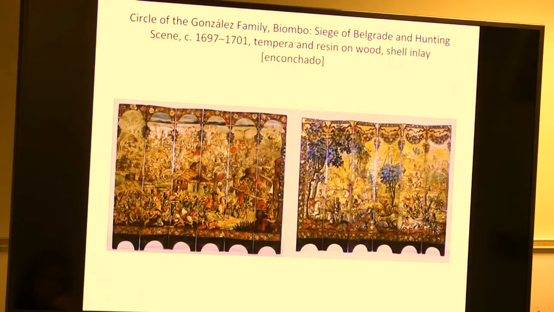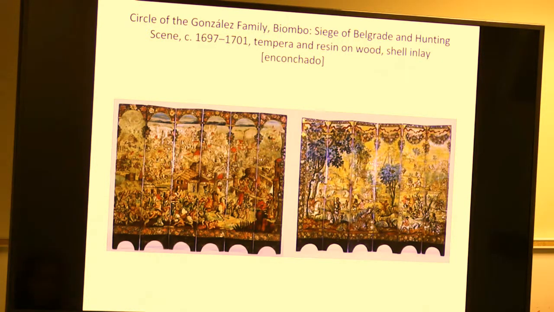The correct term is biombo in the colonial art historical scholarship. Because they're freestanding, both sides are painted. And in this one, one side represents the siege of Belgrade. The other side has a hunting scene, kind of like a genre scene. This dates from the late 17th century, 1697, 1701. It's described as tempera and resin on wood with shell inlay.